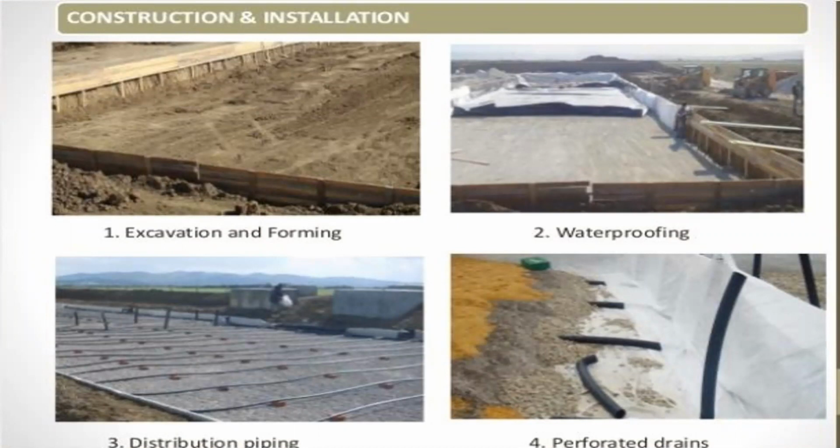The land is excavated to the proper size and waterproofing is provided. Gravel is laid down, after that the underdrainage pipe is laid down to collect water and move it out via the outlet, for which perforated drains are used.